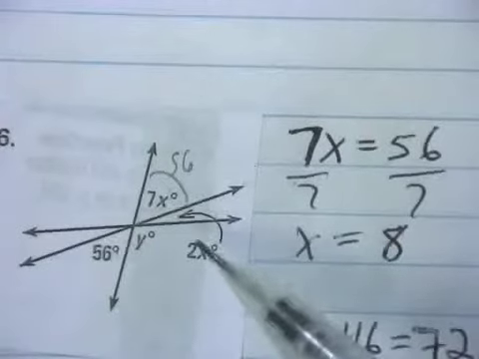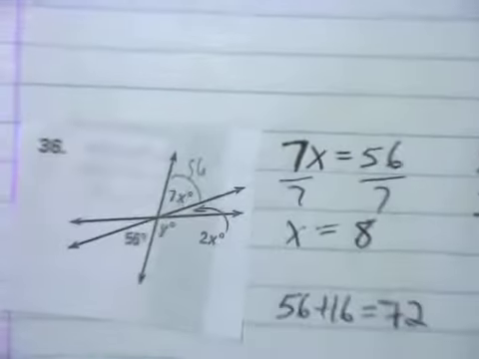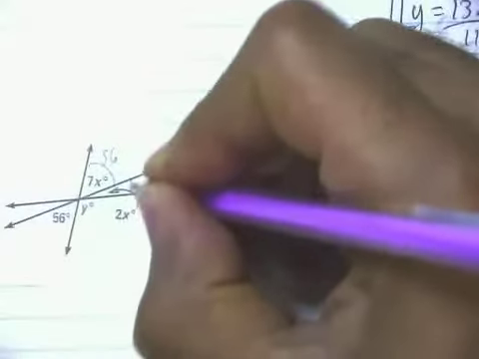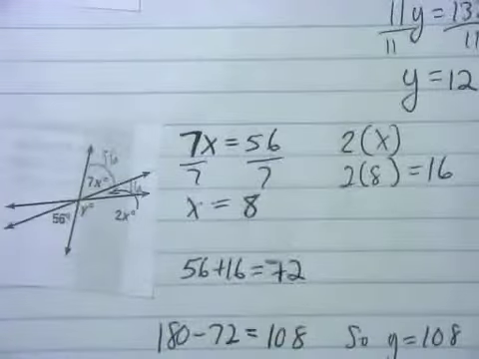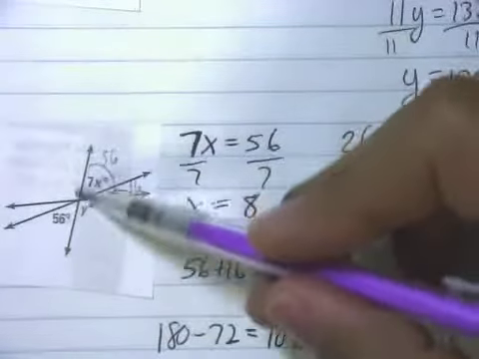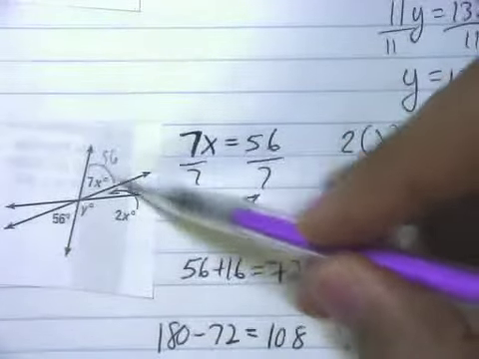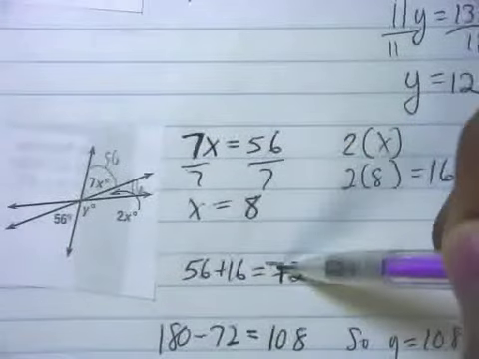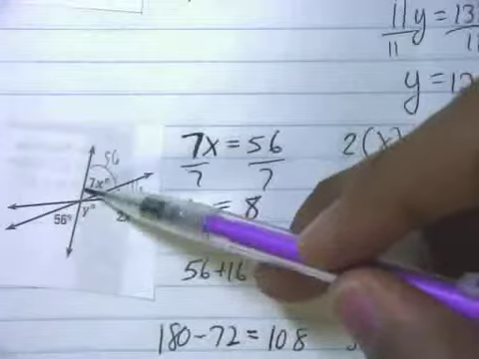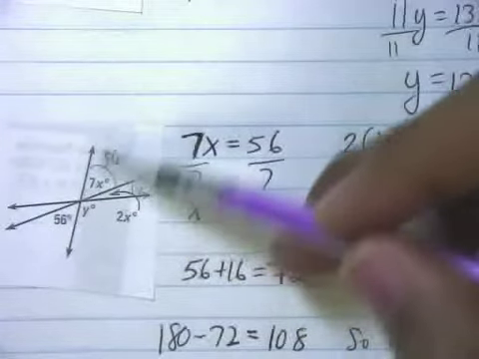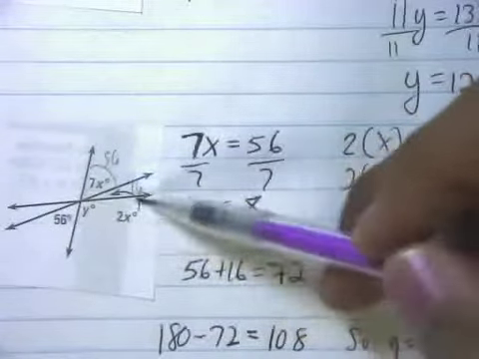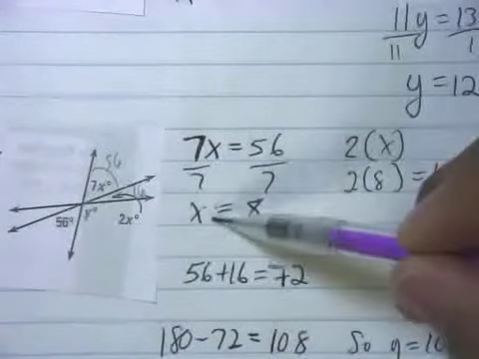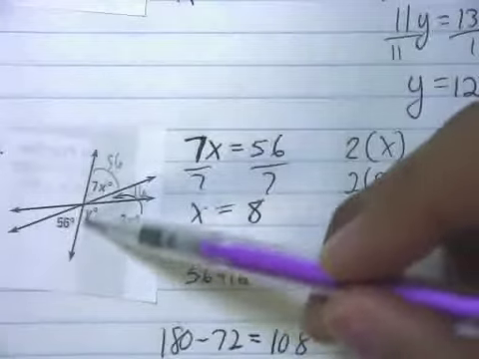Right? Well, now that I know that x is 8, can I figure out this angle right here? Sure, because this angle here is 2 times x, which would be 2 times 8. And 2 times 8 is 16. So I know that this angle here is 16 degrees. Well, then this entire big angle here, they're adjacent angles. And if I add them together, 56 plus 16 is going to give me 72 degrees, which means that this whole big angle is 72 degrees.